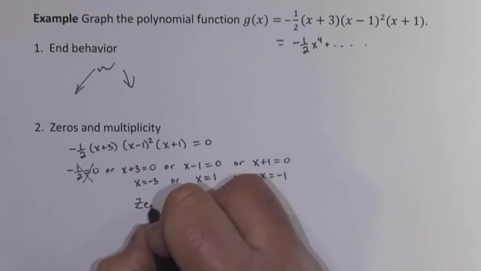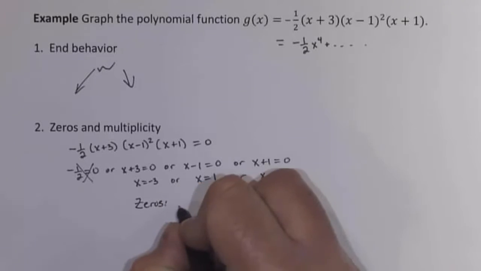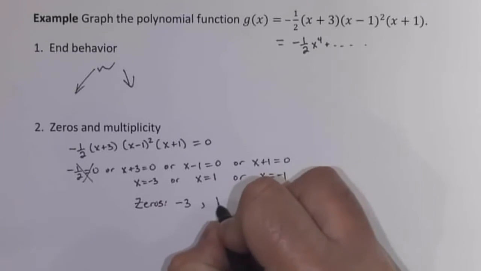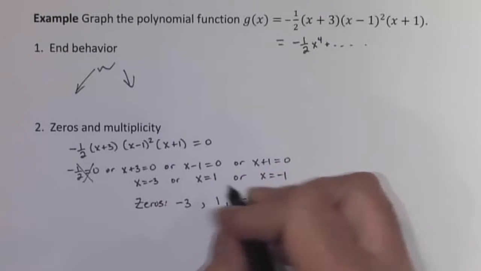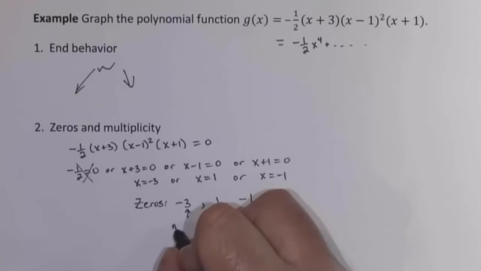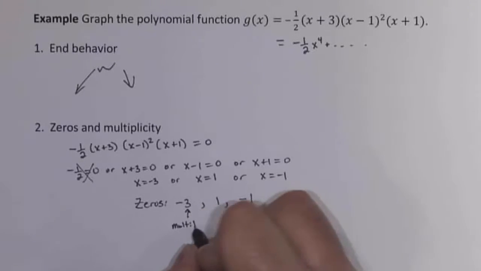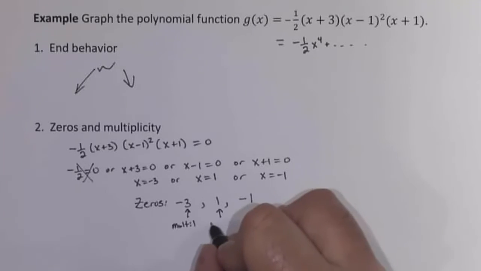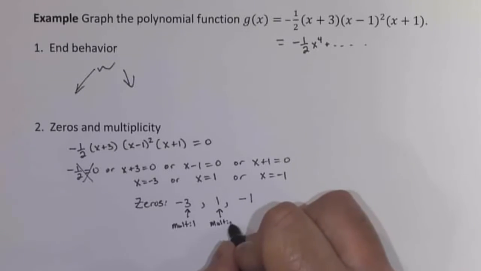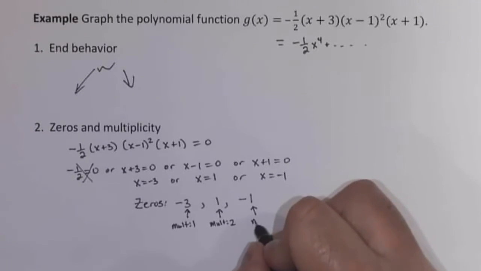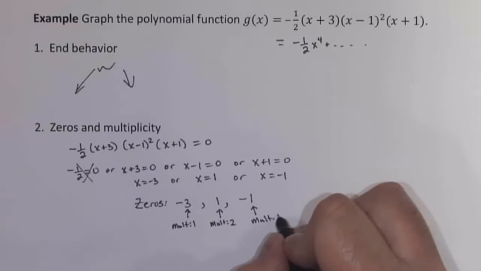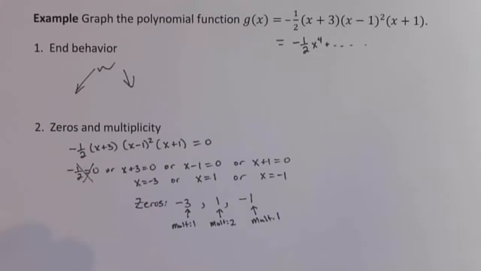So our zeros are -3, 1, and -1. -3 has a multiplicity of 1. 1 has a multiplicity of 2. And -1 has a multiplicity of 1.